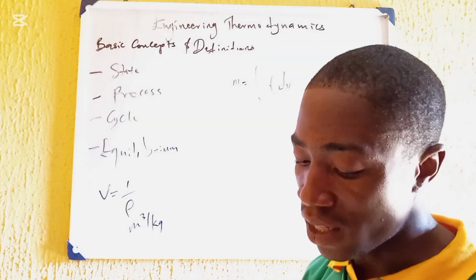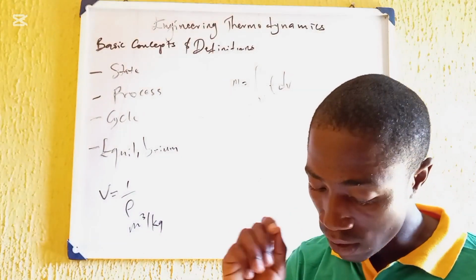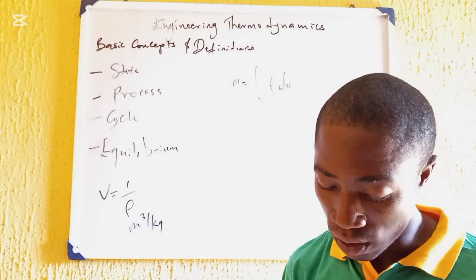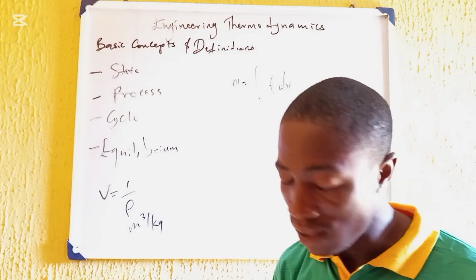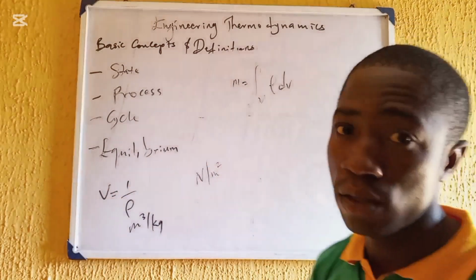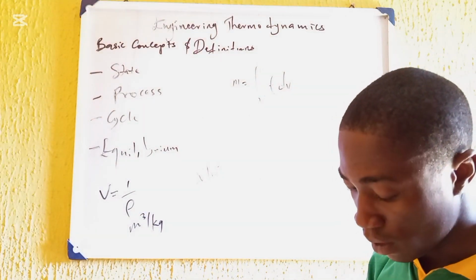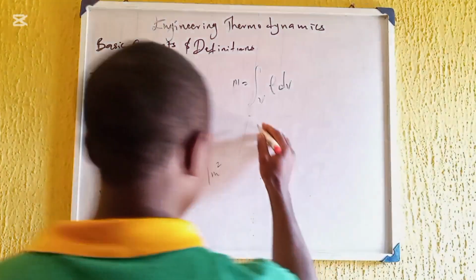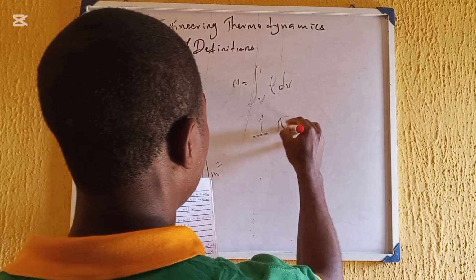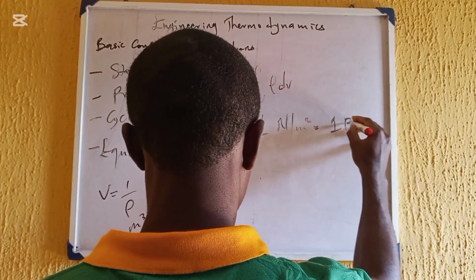The next one is pressure. This is defined as force per unit area. So the amount of force acting on a unit area. The SI unit is Newton per meter square, where Newton is for force, meter square is for area. Now take note of this. We have 1 Newton per meter square is equal to 1 Pascal.